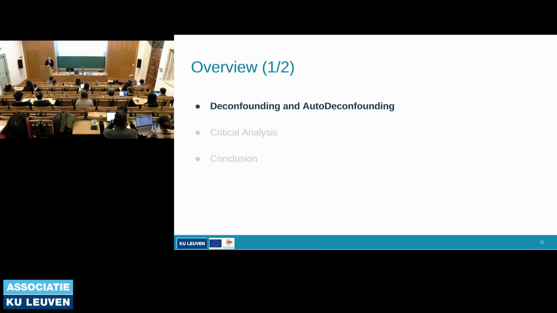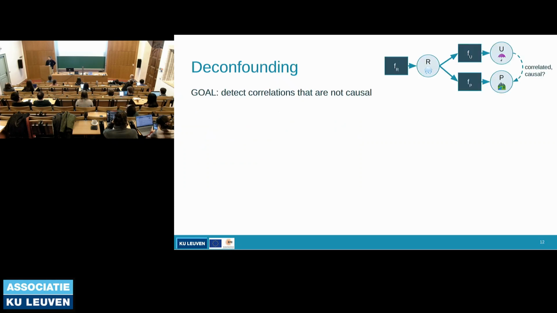For this paper, I was basically looking into an existing technique and checking whether it actually works. The technique has to do with automatically deconfounding. So I'll first say what deconfounding means. The idea is to detect whether some correlation is causal or not.